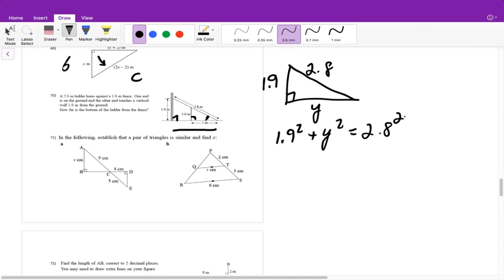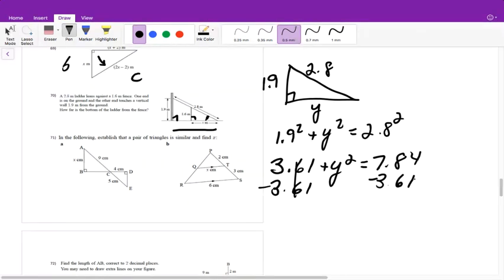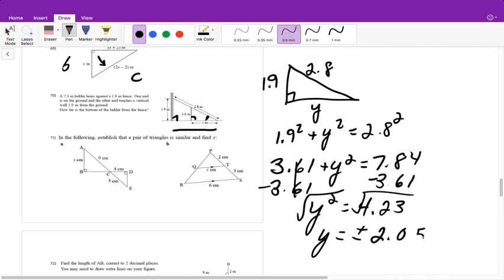Give me 1 second. All right, so 1.9 squared is equal to 3.61. 2.8 squared is equal to 7.84. We will subtract 3.61 from both sides. And that will give me y squared is then equal to 4.23. We then take the square root of it. So our y is equal to plus or minus 2.05. I'm going to say 67 because I know I'm going to use it again.